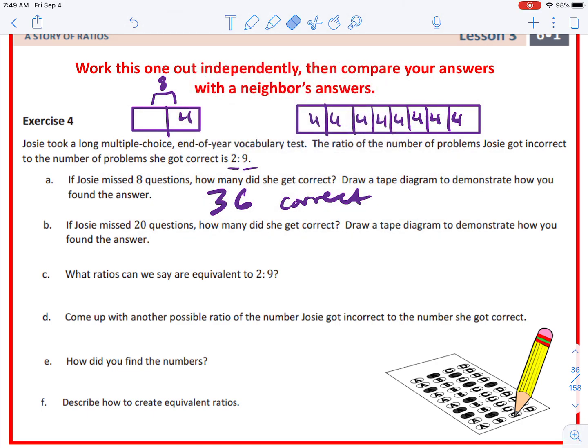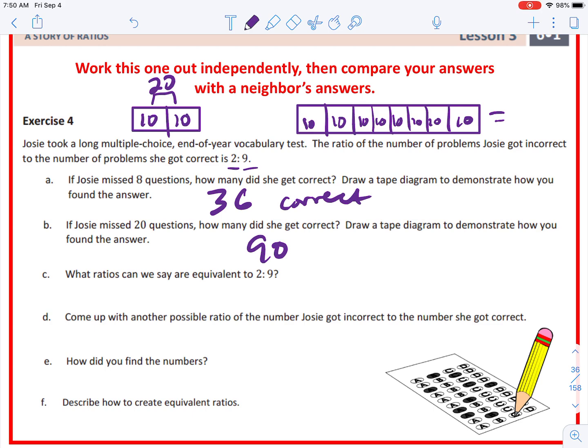Now, letter B says, if Josie missed 20 questions, how many did she get correct? Try to figure this one out on your own using the tape diagram. Pause the video and take some time. Okay, you should have paused your video. If Josie missed 20 questions, we have to put 10 in each of her 2 units for the ones she missed. So we're going to add 10 in each of her 9. 10 times 9 equals 90.